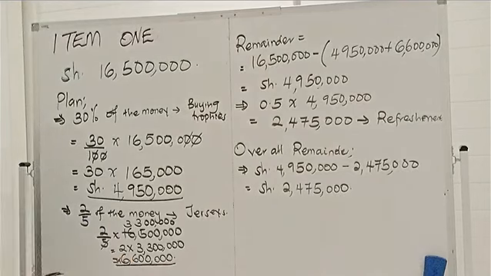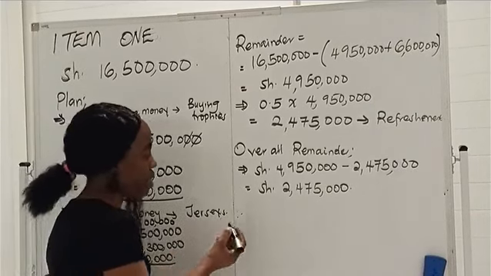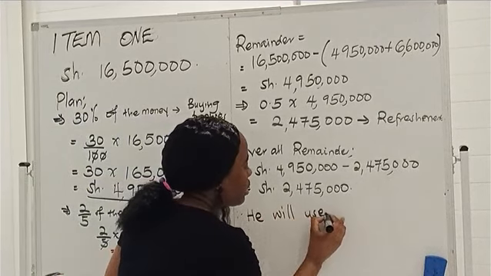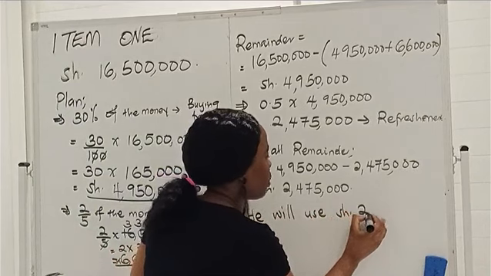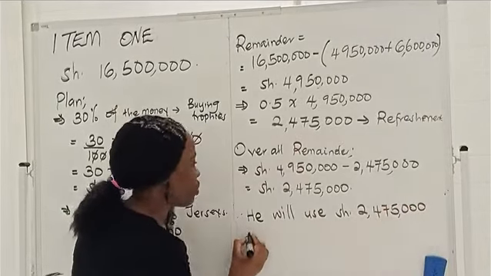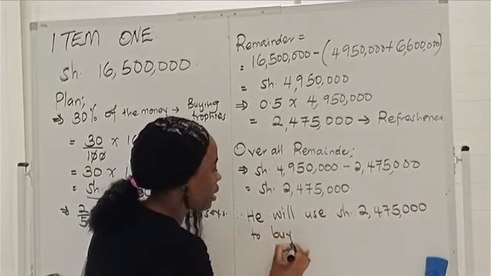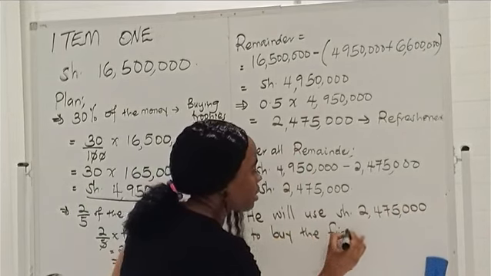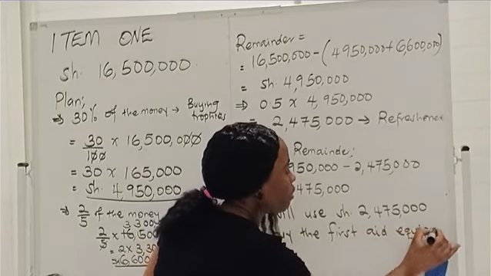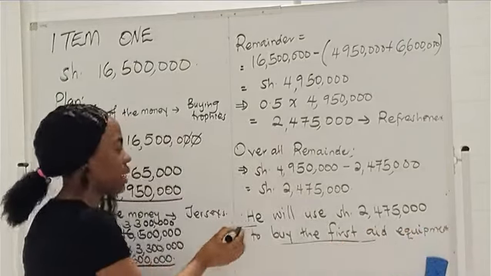The question is, how much money will be used to buy the first aid equipment? So we are going to say, therefore, he will use shillings 2,475,000 to buy the first aid equipment. So that is how we respond to the task.